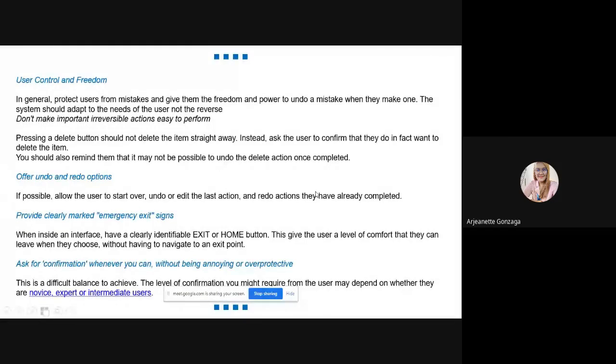Okay, so next we ask for confirmation whenever you can, without being annoying or very overprotective. This is a difficult balance to achieve. The level of confirmation required from the user may depend on whether they are novice, expert, or intermediate users.